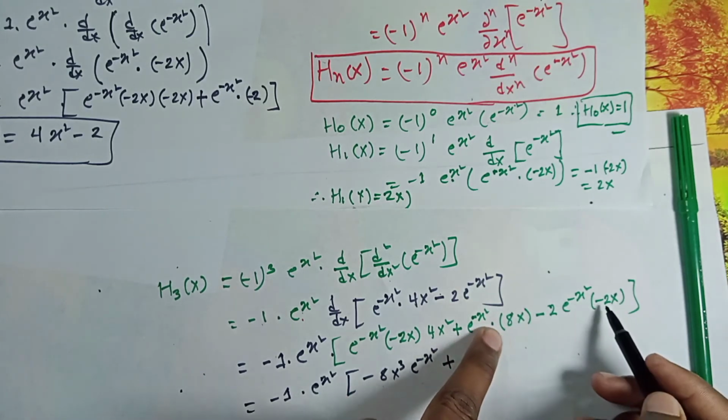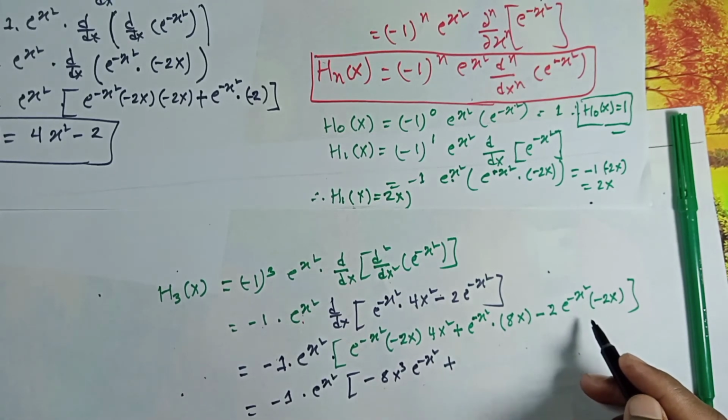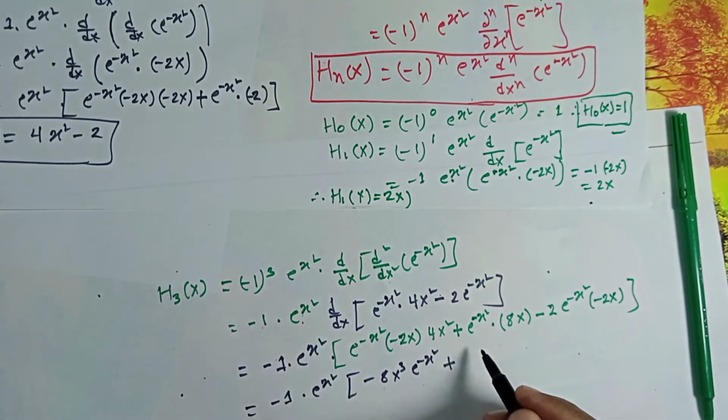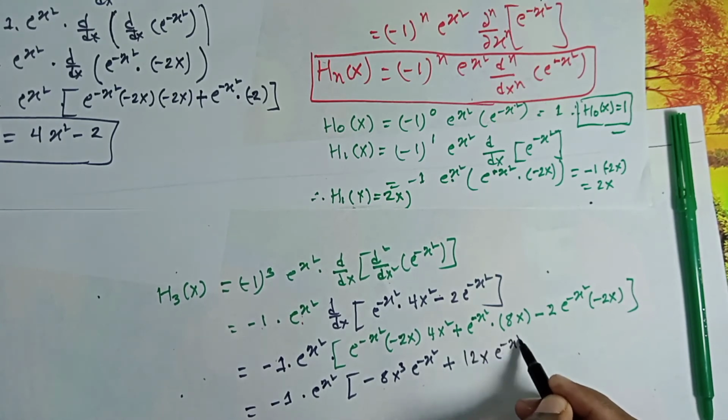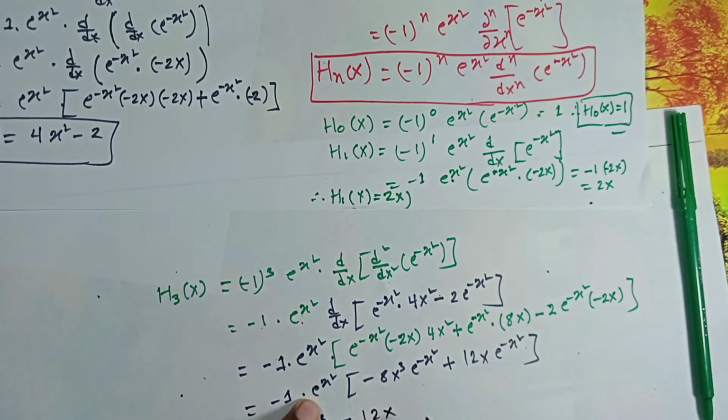8x and here plus 4x. Okay, that is nothing but 12x, that is nothing but 12x e to the power minus x squared. Okay, then we multiply this and we get 8x cubed minus plus minus plus, okay, that is 12x. This is my third Hermite.